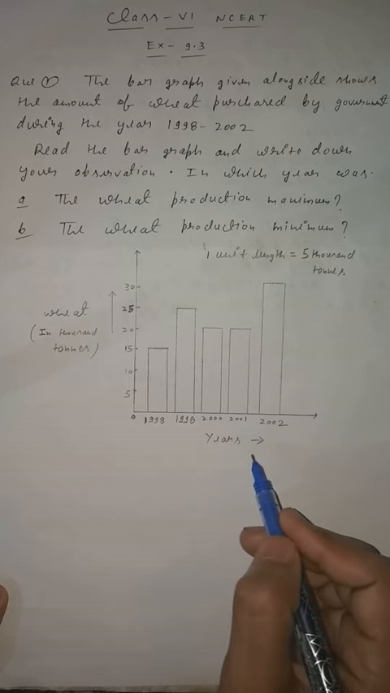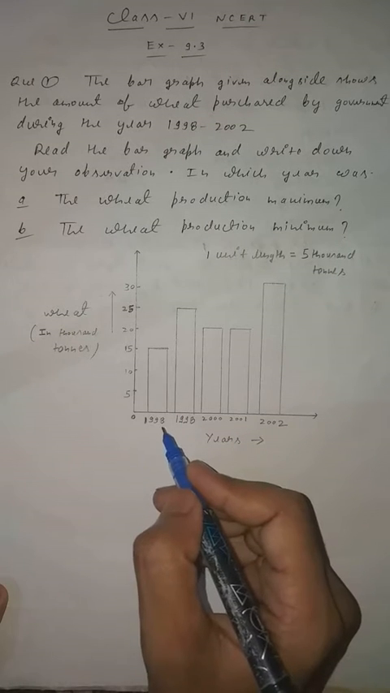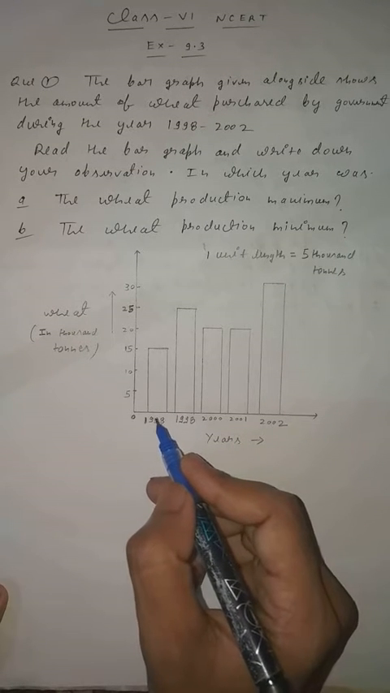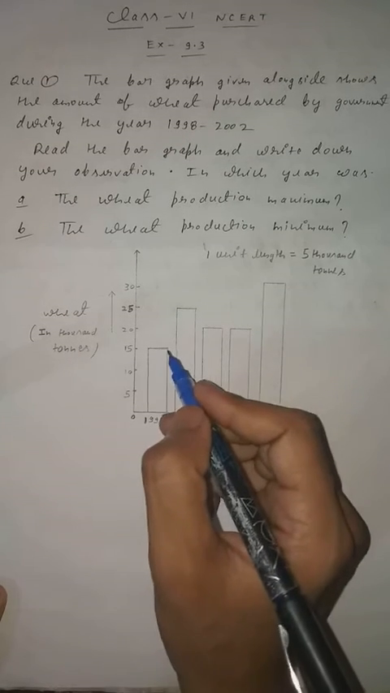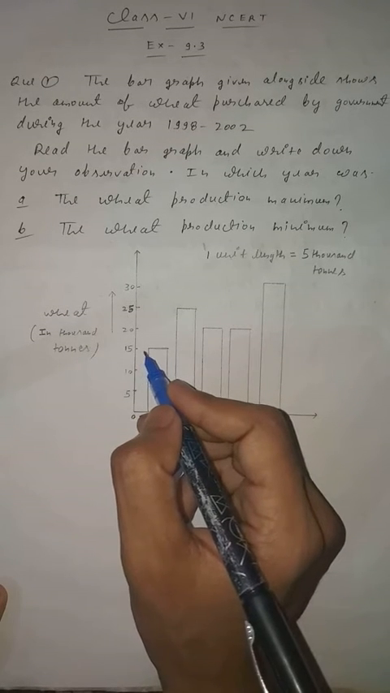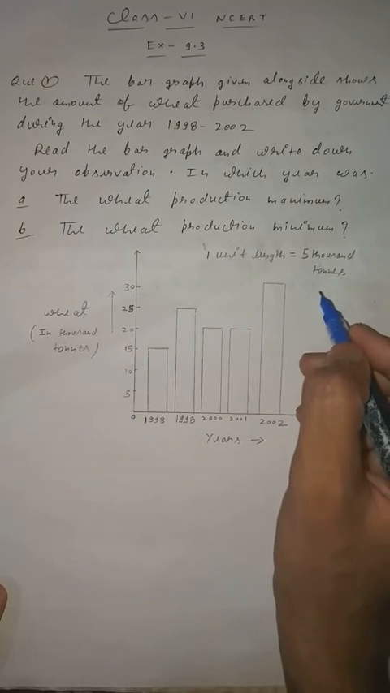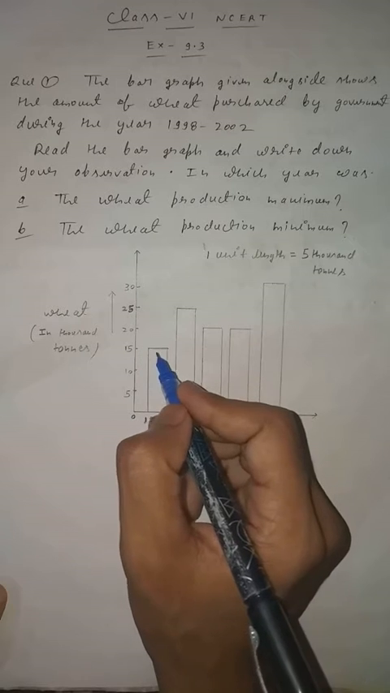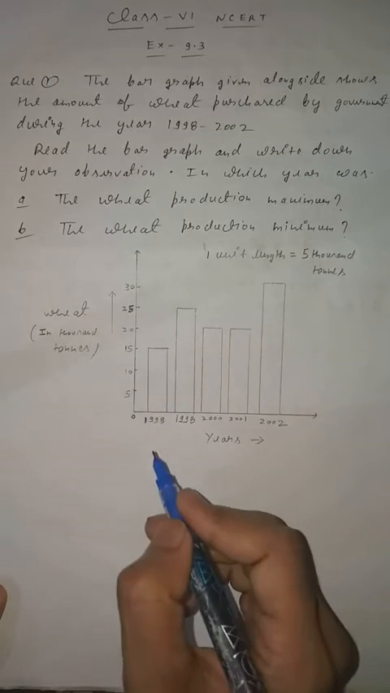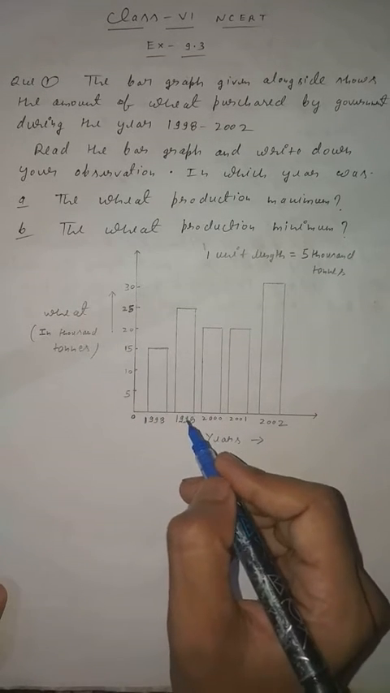And on the x-axis what is given? Years. If anyone wants to know the amount of wheat production in 1998, what is given, students? 15. Since 1 unit equals 5000 tons, it is 0, 5, 10, 15. So this is 15,000 tons in 1998. Clear, students?